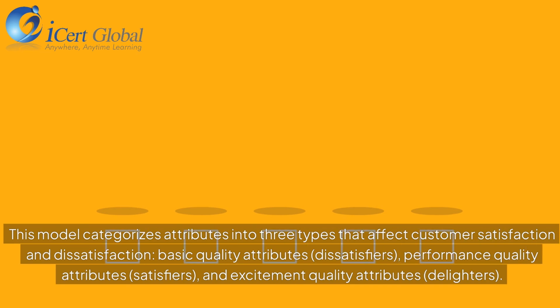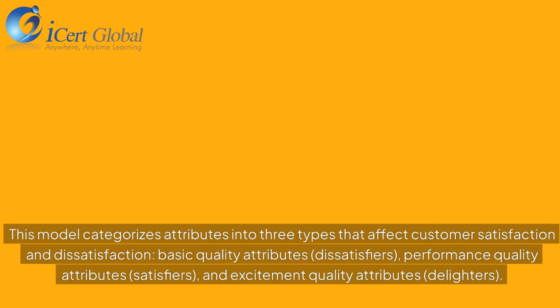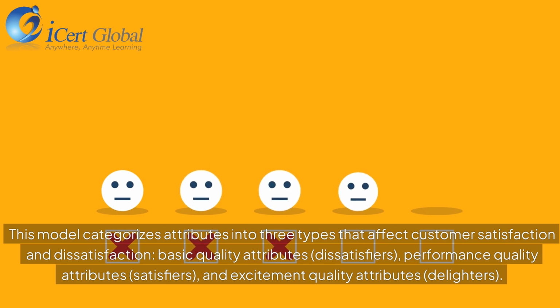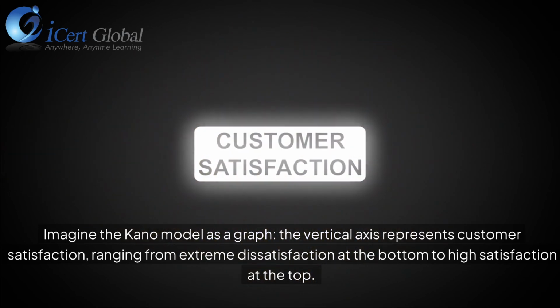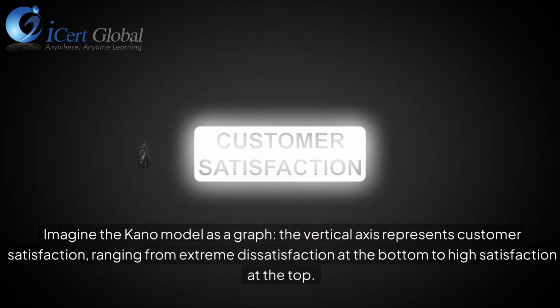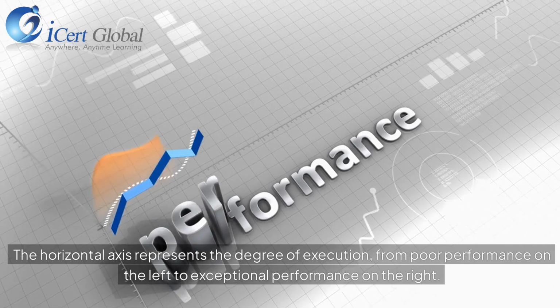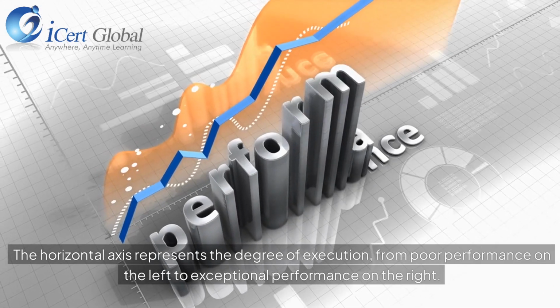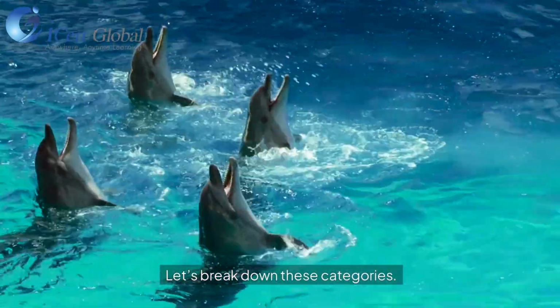This model categorizes attributes into three types that affect customer satisfaction and dissatisfaction: basic quality attributes, dissatisfiers; performance quality attributes, satisfiers; and excitement quality attributes, delighters. Imagine the Kano model as a graph. The vertical axis represents customer satisfaction, ranging from extreme dissatisfaction at the bottom to high satisfaction at the top. The horizontal axis represents the degree of execution, from poor performance on the left to exceptional performance on the right. Let's break down these categories.